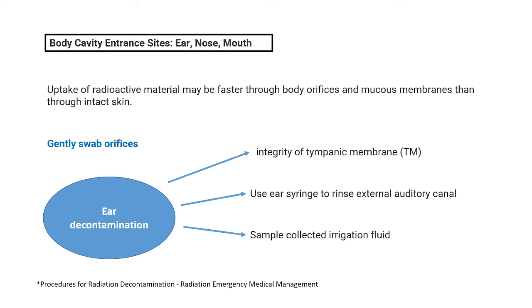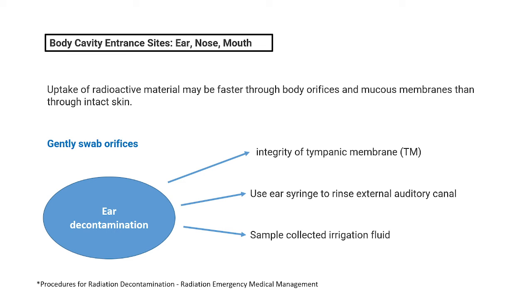Moving on to decontamination of body orifices like the ear, nose, and mouth. A moist nasal swab should be used to remove all the contaminants around the nose, and this swab should be sent for the determination of radioactivity.